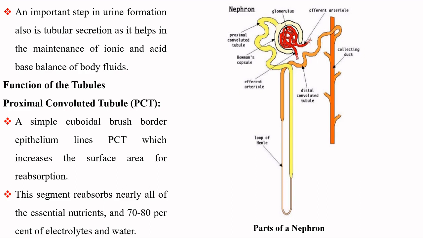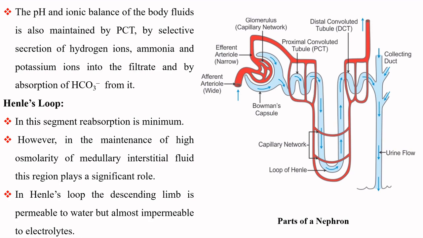Proximal convoluted tubule. A simple cuboidal brush border epithelium lines the PCT, which increases the surface area for reabsorption. This segment reabsorbs nearly all of the essential nutrients and 70 to 80% of the electrolytes and water. The pH and ionic balance of the body fluids is also maintained by the PCT by selective secretion of hydrogen ions, ammonia, and potassium ions into the filtrate and by absorption of bicarbonate ions from it.